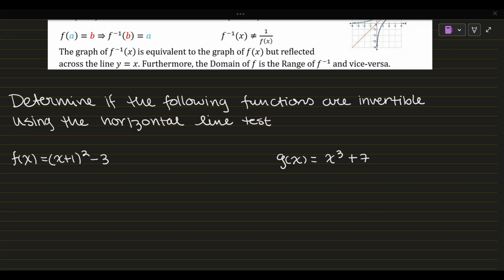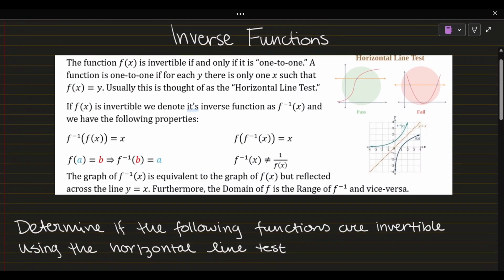Okay, in this video I'm going to talk about inverse functions. These are functions that undo a function, in a sense. So let's take a look at this.